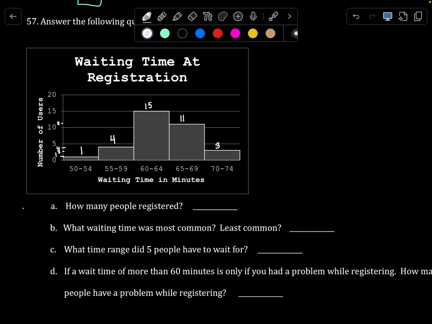How many people registered? Can we add those up, guys? 1 plus 4 plus 15 plus 11 plus 3. You plug it into your calculator, 34 people. What waiting time was most common, guys? 60 to 64. And what was the least common? The least common was 50 to 54.